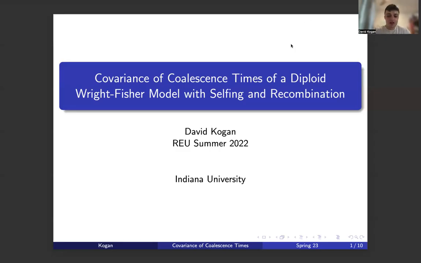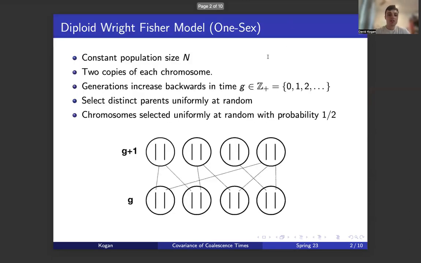So I'm going to talk about my project from the REU of summer 2022 at Indiana, and it's motivated by a problem in population biology. So the first thing is we want to come up with a model for a population, and the classical model is a diploid Wright-Fisher model.